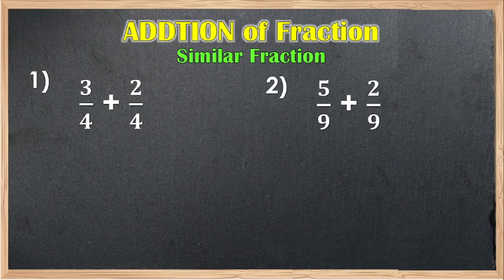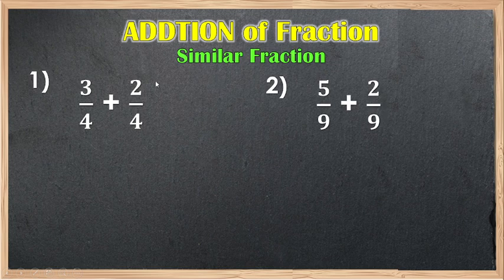Now, we're going to discuss the addition of fractions involving similar fractions. Today we will focus on similar fractions. How do we identify if the fractions are similar? As we observe in example number 1, the denominators are the same. So we can say that the fractions are similar if the denominators are the same. Again, if the denominators are the same, therefore the two fractions are similar fractions.